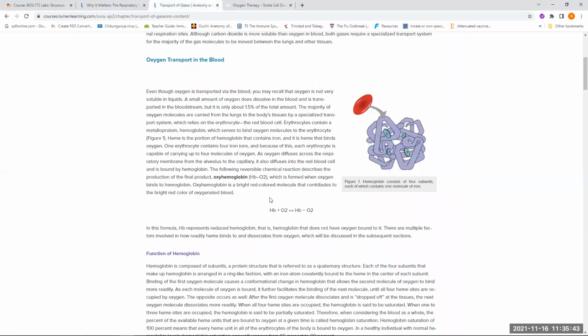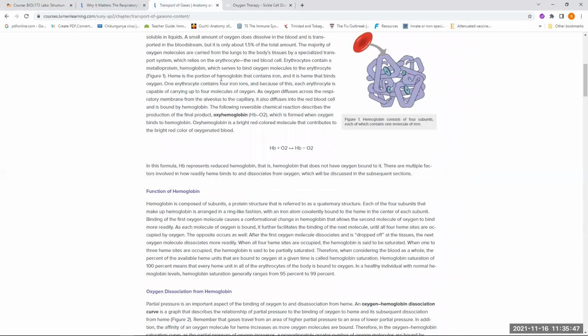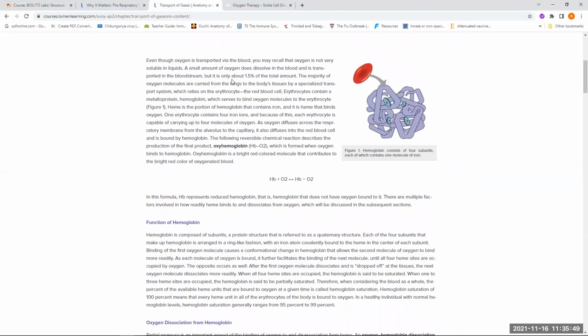Okay, good. So the function of hemoglobin, as mentioned here. When you look at the red blood cell, oxygen is carried in the blood by specialized transport which relies on the red blood cell. It's a protein, hemoglobin, a metalloprotein, which is a protein with a metal, and the metal is iron, which binds the oxygen. Heme is the portion that contains the iron, and the globin is the protein. All right, heme is the iron part.